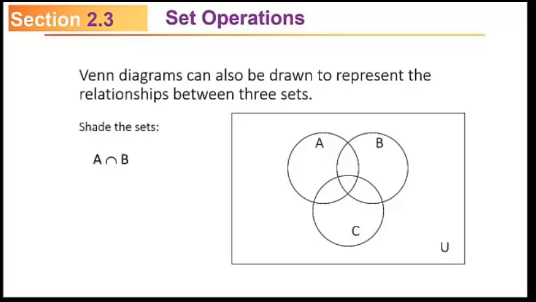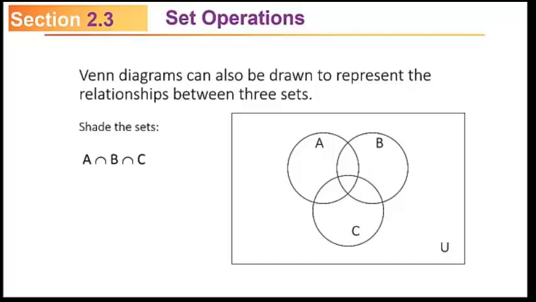So if I wanted to shade the intersection of A and B, I would have that, what I sometimes call a football-shaped area that represents the overlap between A and B. If I wanted to shade the intersection of A and C, I would have that, again, that football shape that represents the overlap between A and C. And if I wanted to shade B intersect C, I would take the overlapping region between the sets B and C, and that would be B intersect C.